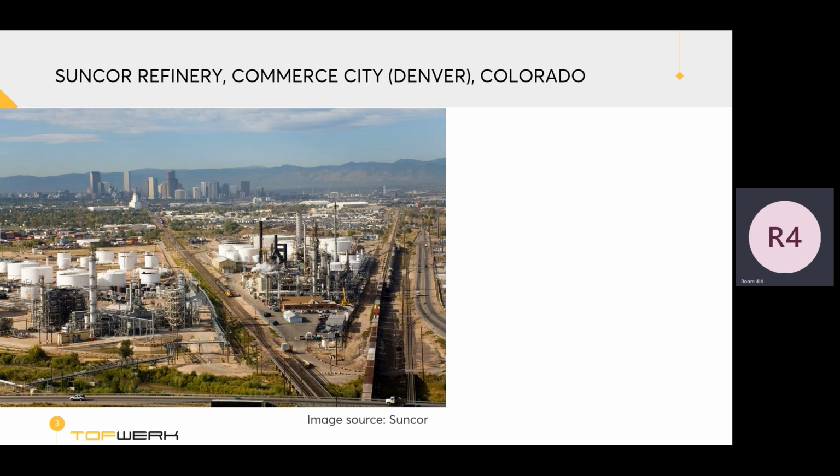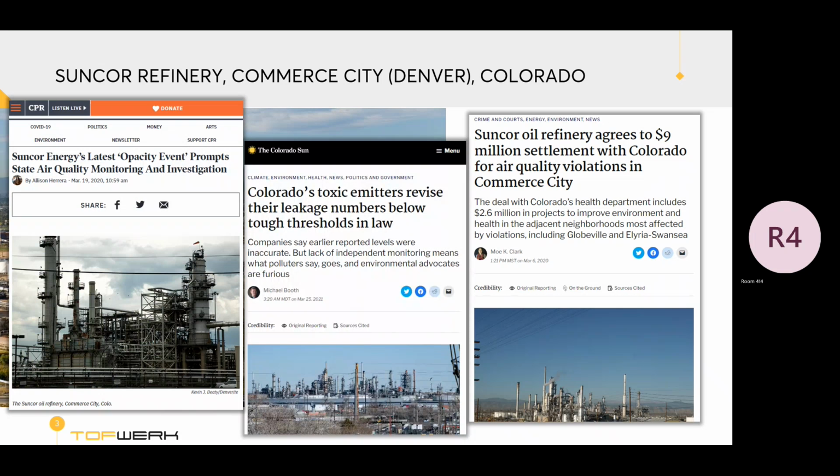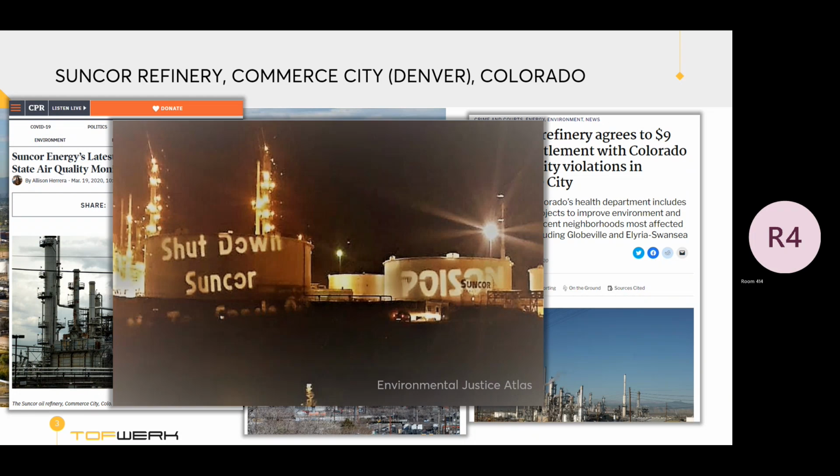It also hasn't helped that in recent years there's been a number of scandals. Do not want this to be your facility. Not a good look for anybody.